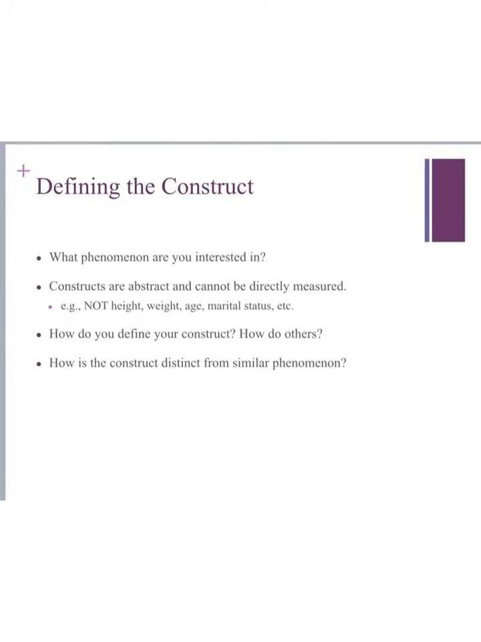In the social sciences, which we're a part of as marriage and family therapists, we're typically interested in abstract constructs, things that we cannot directly measure. So things like relationship satisfaction, parenting competence, family communication. These are not things like height, weight, age, which we can directly measure and quantify very easily.